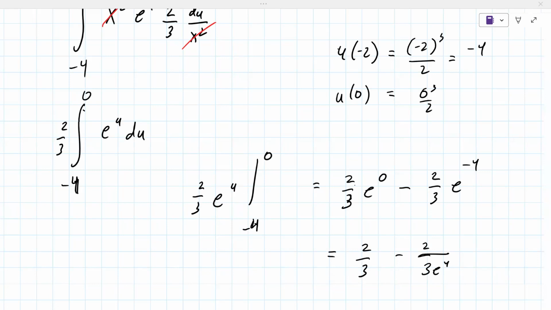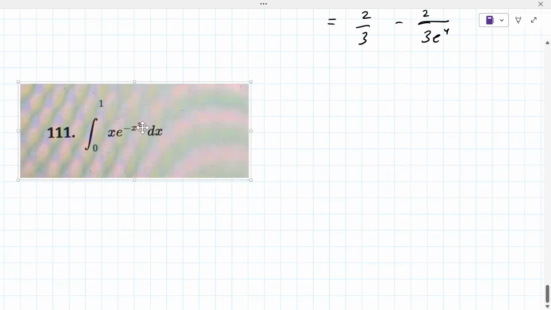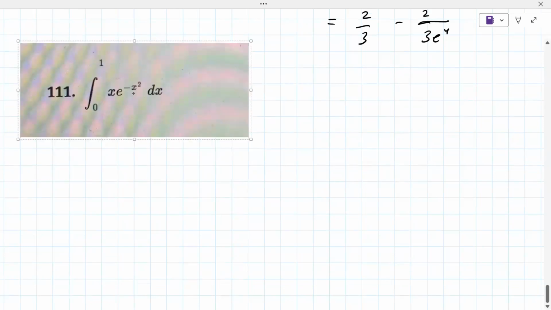I was going to have you try 111. Okay. But what I want you to try is like what we did last time. So I'm looking for what is this in terms of du? What are the two limits? What goes here?